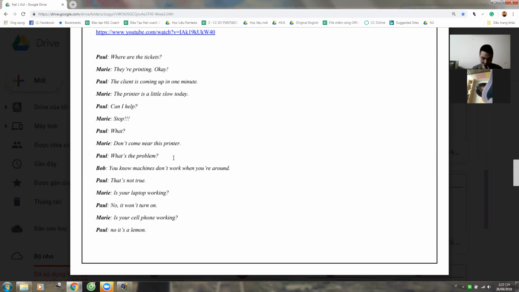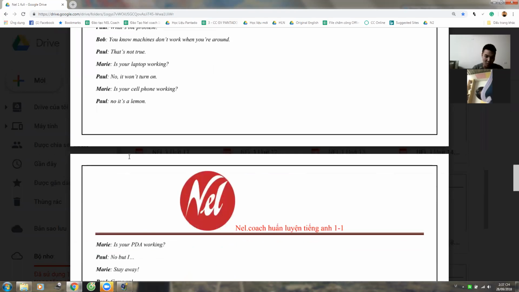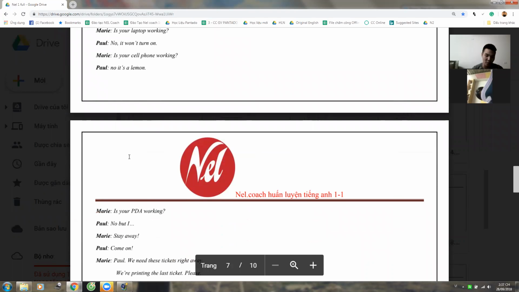The client is coming up in a minute. The printer is a little slow today. Can I help? Stop. What? Don't come near this printer. What's the problem? You know, machines just don't work when you're around. That's not true. Is your laptop working? No, it won't turn on. Is your cell phone working? No, it's... Is your PDA working? No, but I... Stay away.